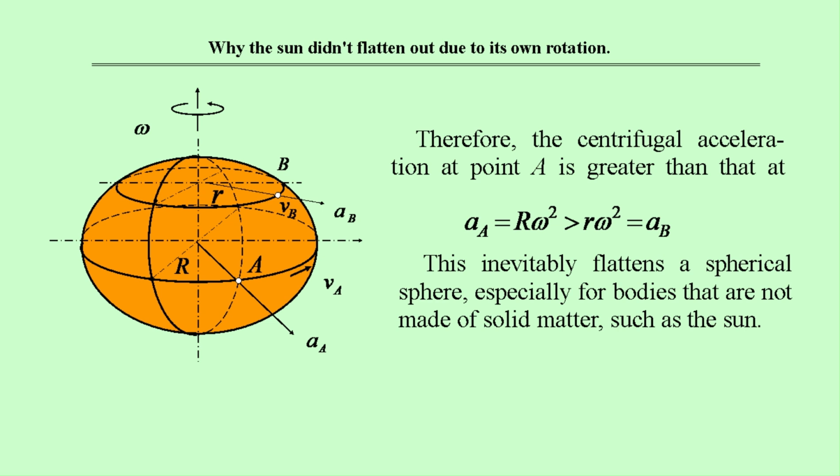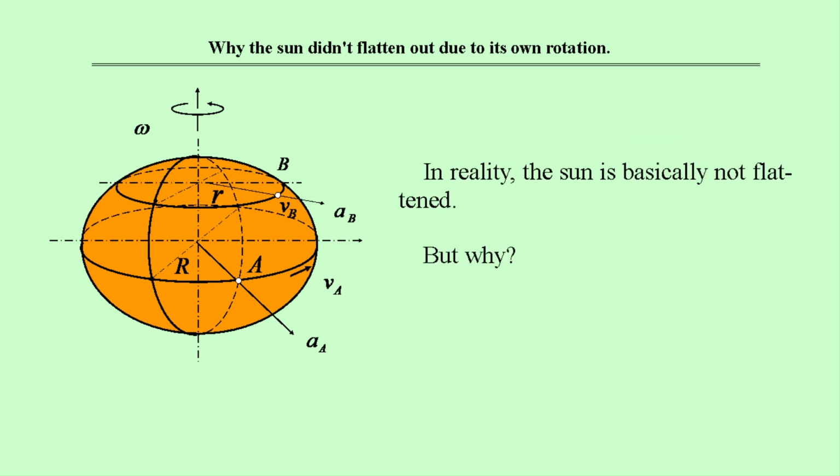This inevitably flattens a spherical sphere, especially for bodies that are not made of solid matter, such as the Sun. In reality, the Sun is basically not flattened. But why?